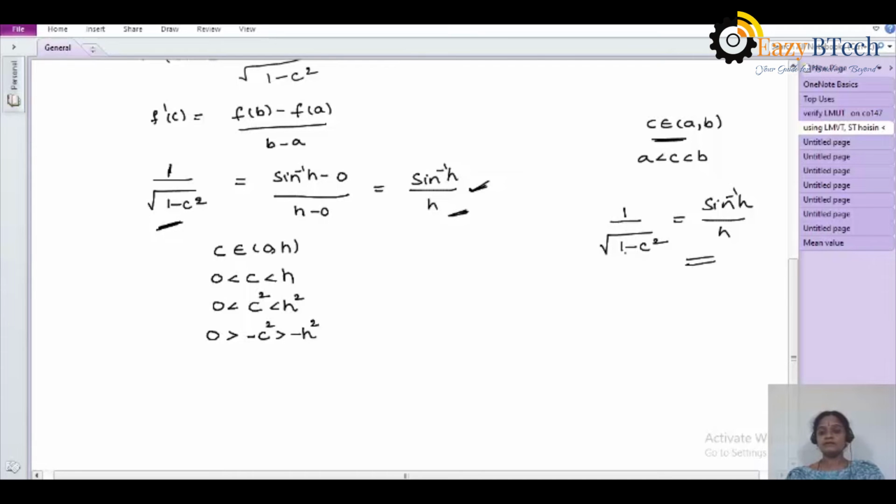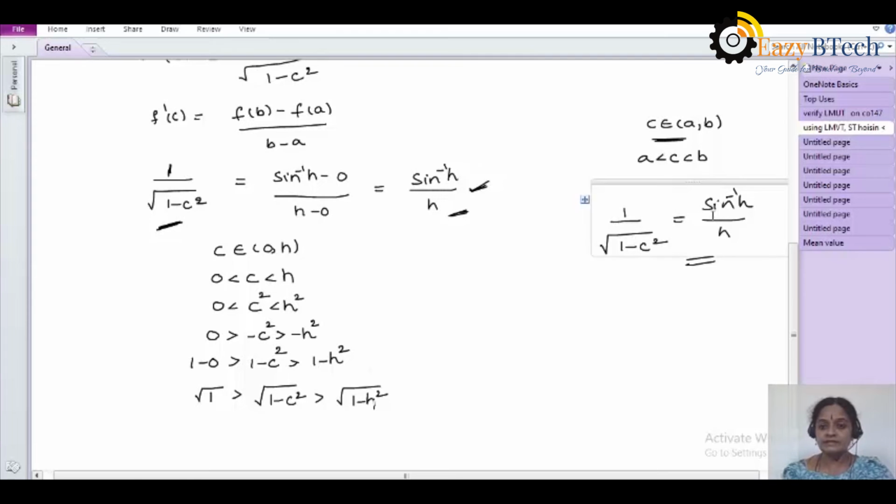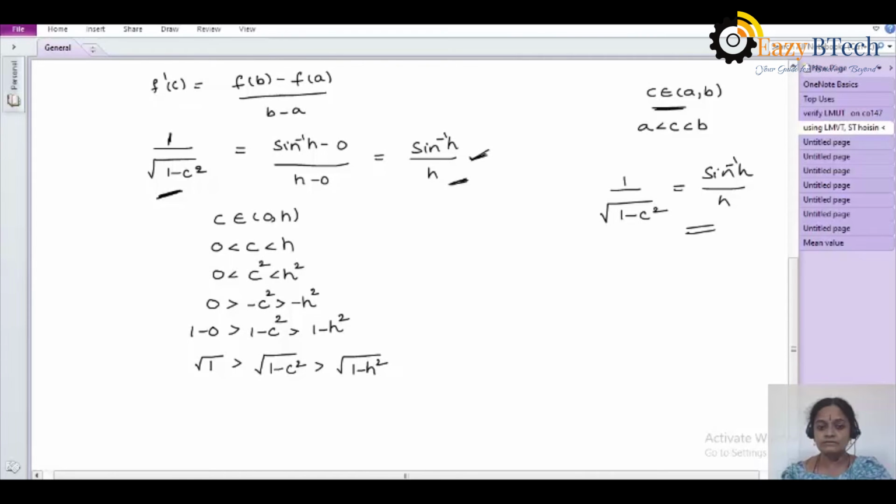And again what we need here? From 1 subtraction. So 1 minus 0 > 1 minus c square > 1 minus h square. Again what we need here? That means a root. Then root 1 > root of 1 minus c square > root of 1 minus h square. After getting root of 1 minus c square value, we need 1 by that value. If you are taking 1 by, then greater than becomes less than. 1 by root of 1 minus c square < 1 by root of 1 minus h square.